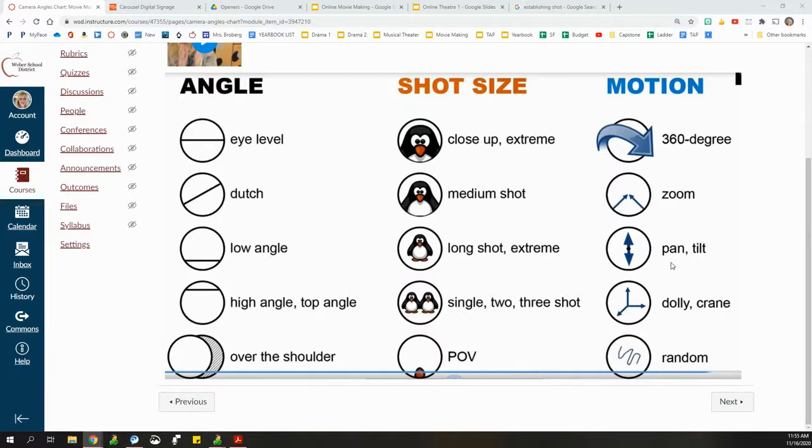This camera angles chart is inside of the second module for this class, and we talked about it for that assignment. Every time you turn on a camera, it's going to have an angle, a shot size, and some kind of movement involved in it. Sometimes the movement is just still. So there are three types of things you have to consider when looking at shot angles.